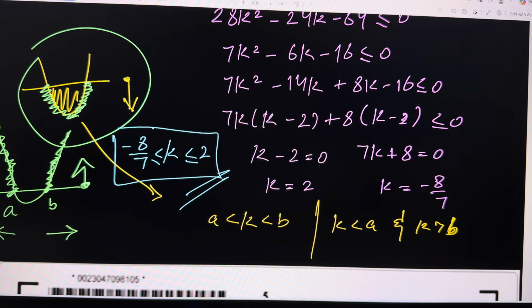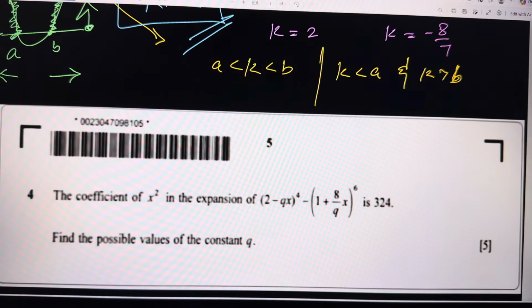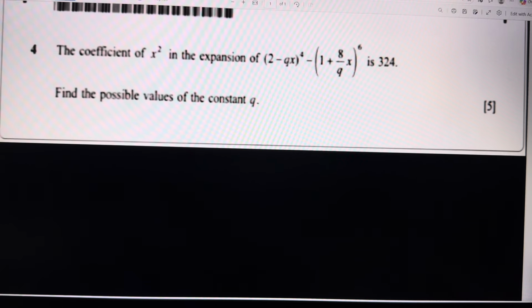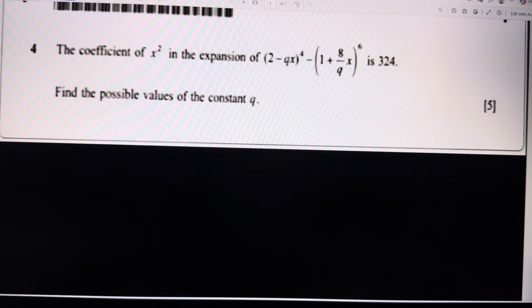Okay, now the next question, question number 4, we have the binomial expansion. The coefficient of x squared in the expansion of this is 324. So find the value of it. We can just expand this minus this expansion, isolate the x squared terms, and equate them to 324.